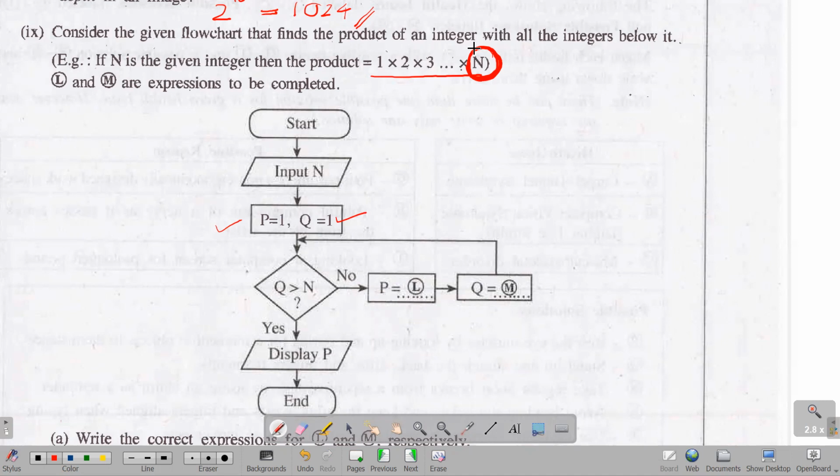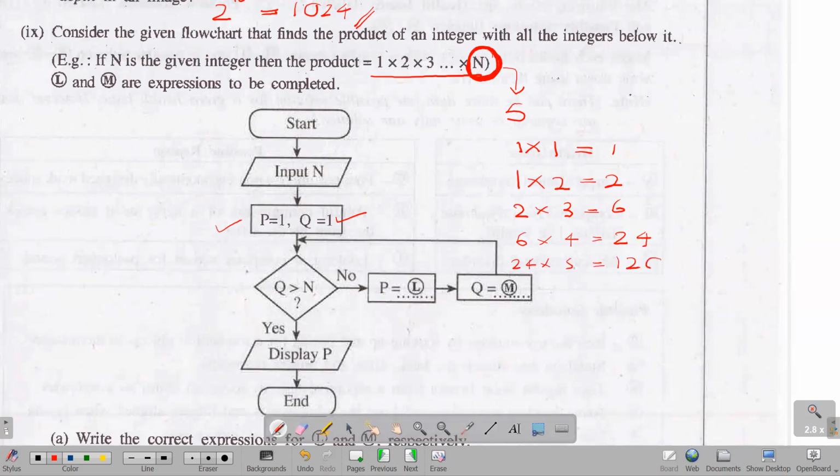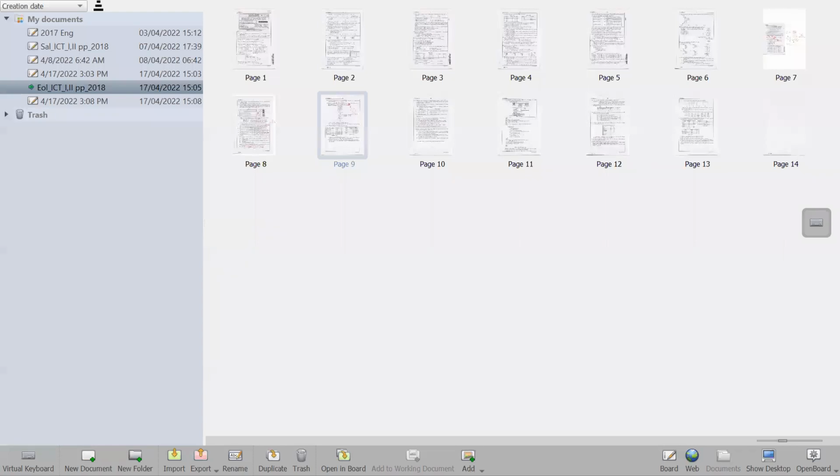As an example, if you provide 5 as the N, first it is going to calculate 1 into 1, which equals 1. Then it calculates 1 into 2, which gives 2. Then 2 into 3, which gives 6. Then 6 into 4, equals 24. Then 24 into 5, gives 120.